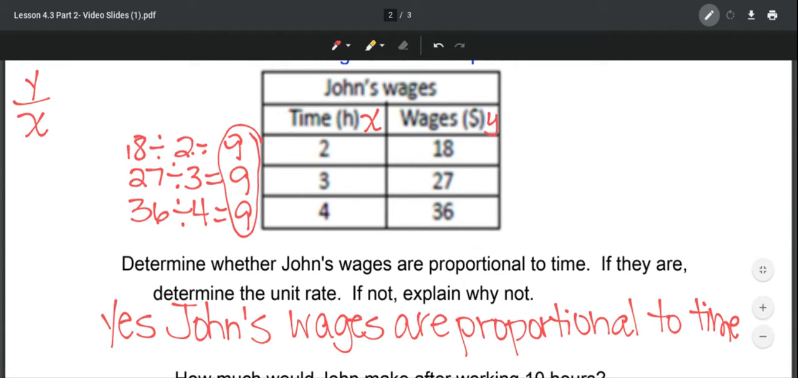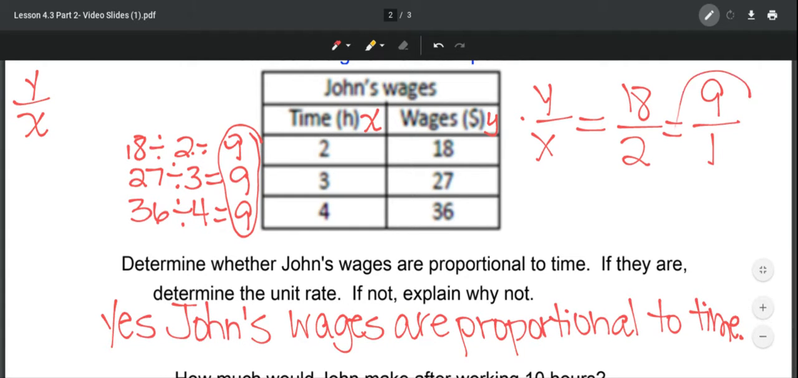To find the unit rate, we will then put y over x and reduce. When we reduce 18 over 2, it reduces to 9 over 1, giving us our unit rate because it is over 1. Therefore, we know that John makes $9 per hour.